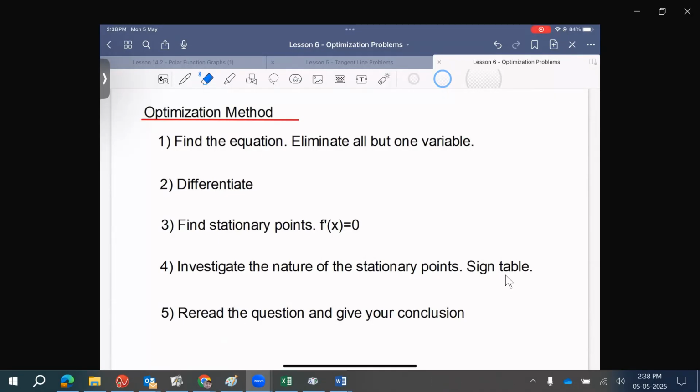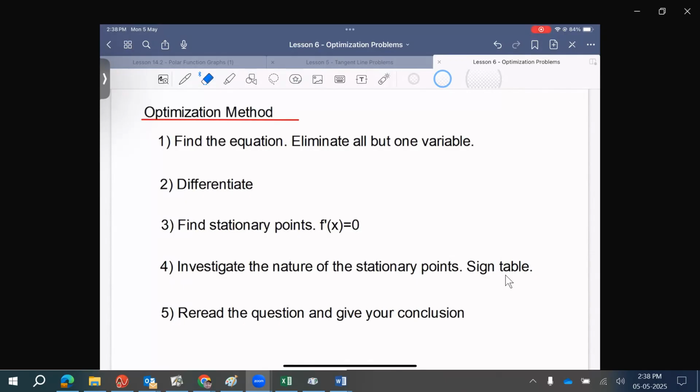Fourthly, we want to investigate the nature of the stationary points using a sign table. On this course, we don't often do this particular step very much. Sometimes we have other questions where we reason why it's a maximum or minimum, as we saw last week, where we look at what is the sign. Is it positive, 0, negative? That means it's a maximum. Is it negative, 0, positive? That means it's a minimum.